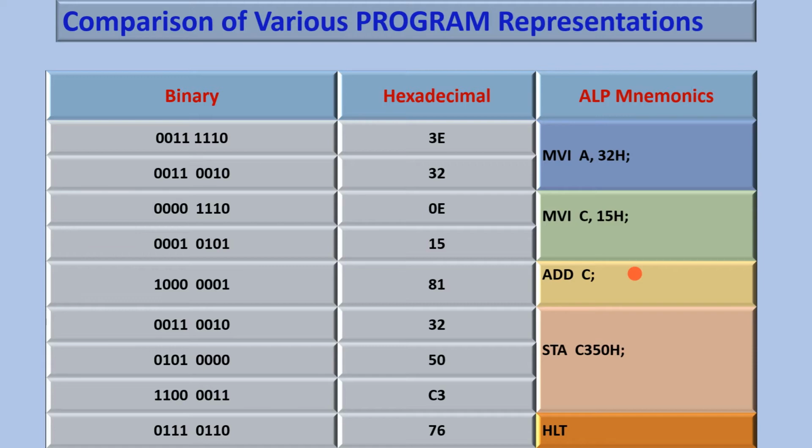I have taken one sample program, written to add 32 and 15, and whatever result that generates should be stored at memory location C350. In short, these columns are nothing but the same computer program written in different formats, different representations. The program in binary looks like this. The same program written in hexadecimal looks like this, and the same program written using assembly mnemonics looks like this. So let us discuss one by one.